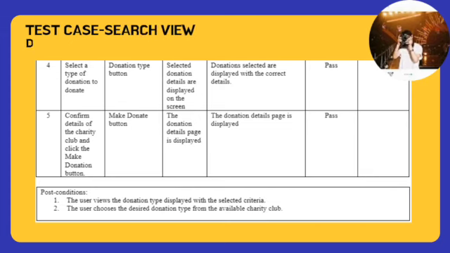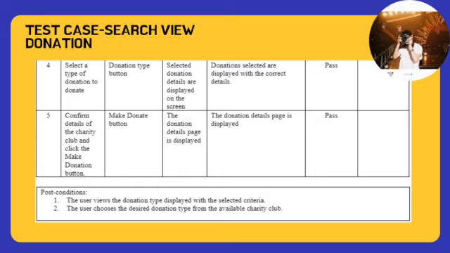The next step is to select a type of donation to donate. With the donation type button, the expected result is that the selected donation details are displayed on the screen. The actual result is that the selected donation is displayed with the correct details. So it's also passed.